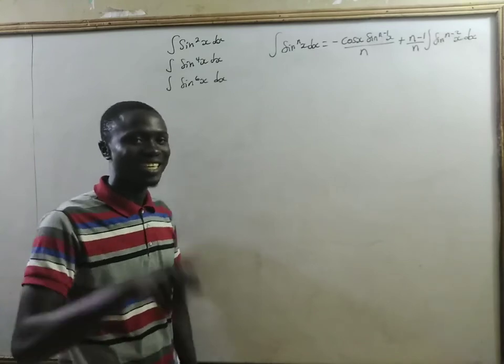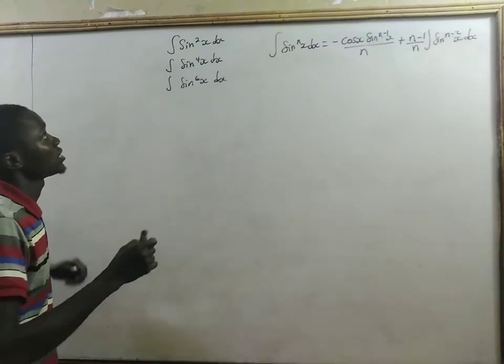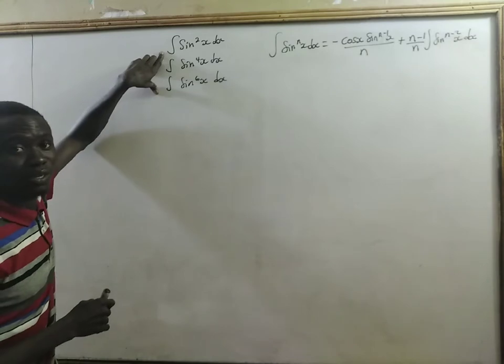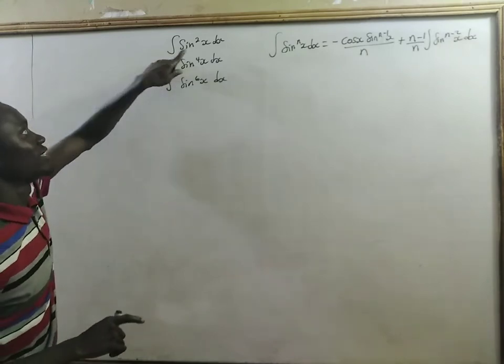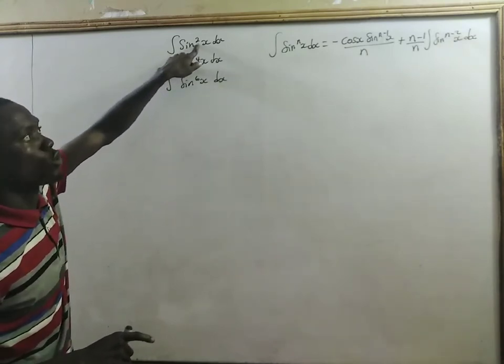Very simple as that. Now let's go back to the business. So how do we do it? For the first one, we take n equal to 2.